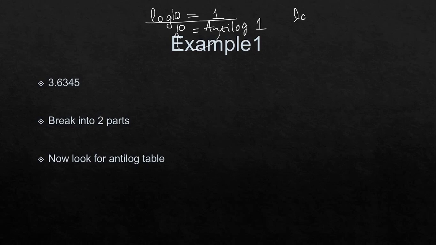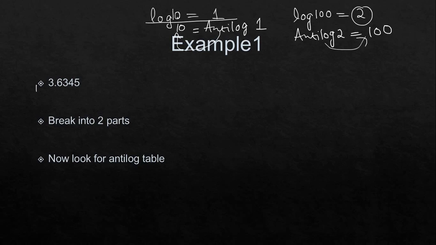So if I say what is the log value of 100, we know it is 2. So what will be the antilog of 2? The antilog of 2 is equal to 100, right? So it is just the opposite. Now these are the simple ones, okay? Now let's take the complicated one.